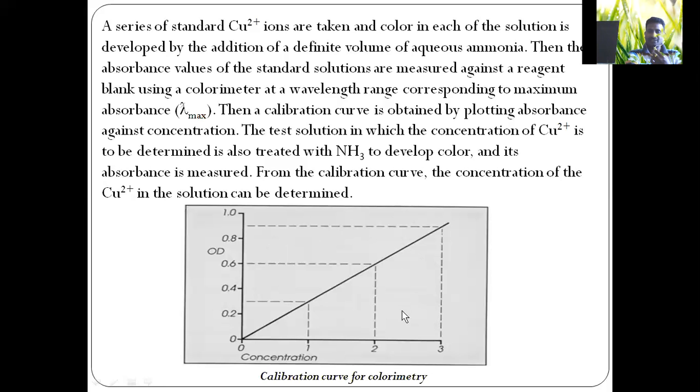From the calibration line to the x-axis, it gives the concentration. Then, by knowing the concentration, the amount of copper 2 plus ions is measured. So this is the first experiment which we are going to do in the engineering chemistry lab.